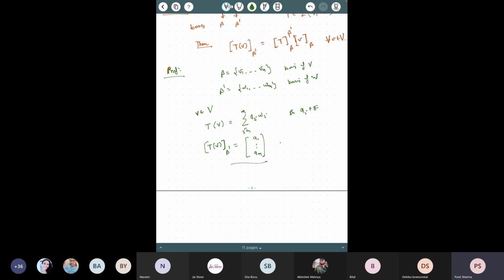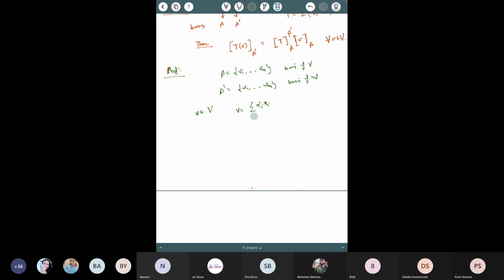This is fine that you take a basis of B and B dash. Let's say Vi's form a basis B and Wi's form a basis B dash. But then you take any vector V. Now once you have a basis of V and you have a vector in V, then you write this vector in terms of this basis. So let's say this V is the sum of alpha i Vi, i equal to 1 to n.